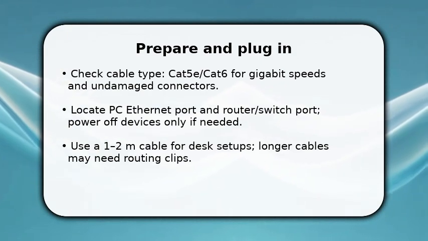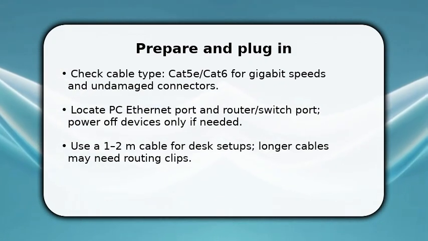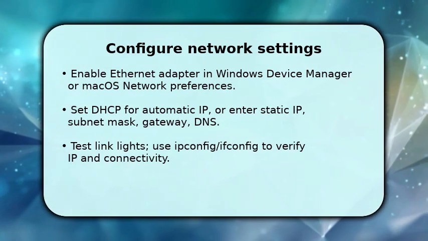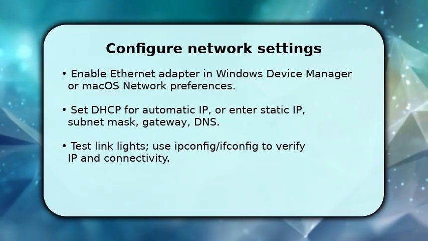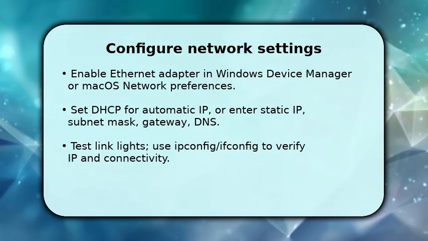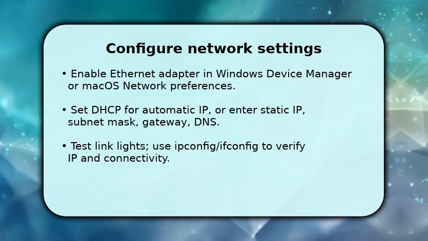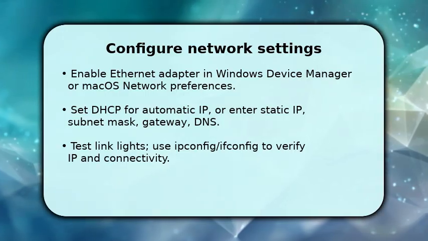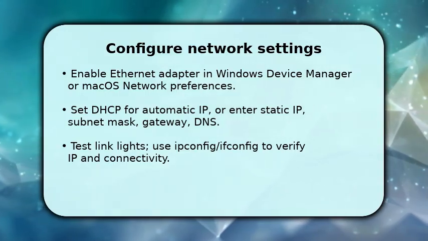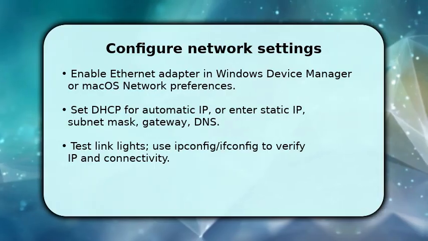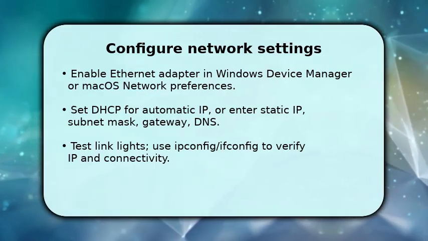You now make the OS recognize the physical link and request network settings. Open Device Manager or Network Settings and ensure the Ethernet adapter is enabled. Drivers may need updating if it shows an error. Then choose DHCP to obtain an IP automatically, or manually enter a static IP, correct subnet mask, gateway, and DNS when required by your network.